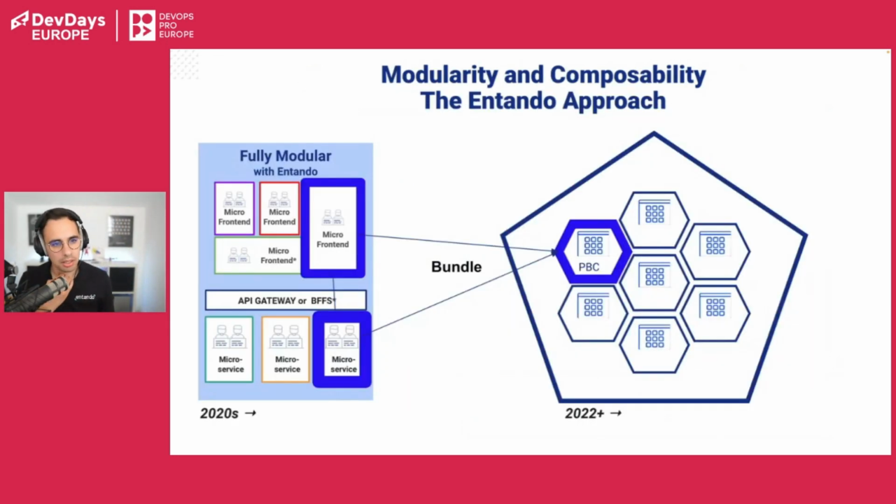So if we mix modularity and composability, that means that in our implementation, if you take one micro front end, one more micro front end, one more microservice, and you put them together to serve a business goal, you will create a PBC. A PBC is a packaged business capability. So you package elements with some idea behind that. It should serve a specific business goal. So it is business-led, and you put everything into a bundle.